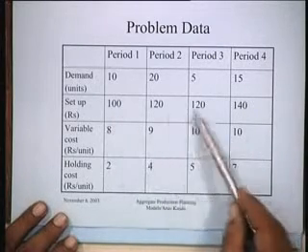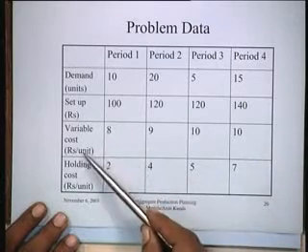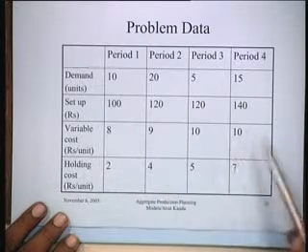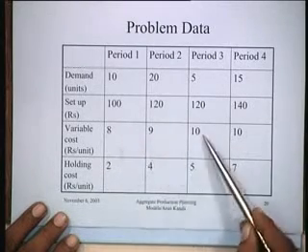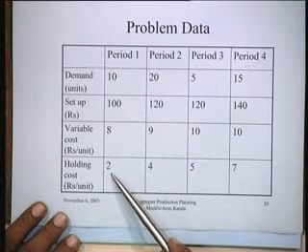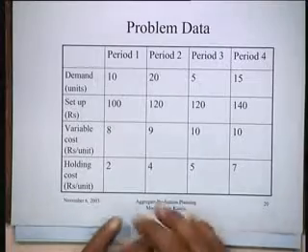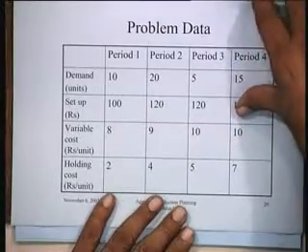The setup costs are 100, 120, 120, 40, 140. The variable cost per unit can also vary: 8 rupees, 9 rupees, 10 rupees, 10 rupees in different periods. And the holding cost can be 2, 4, 5 and 7, different. So we'll work the problem with this data for purposes of illustrating what we have to do.